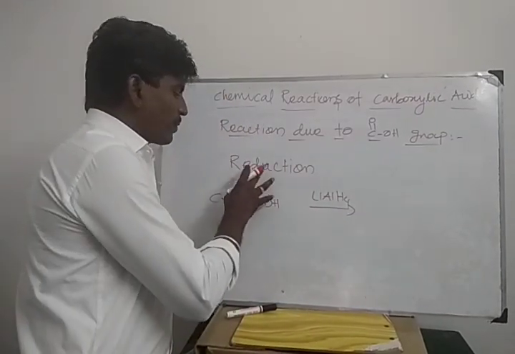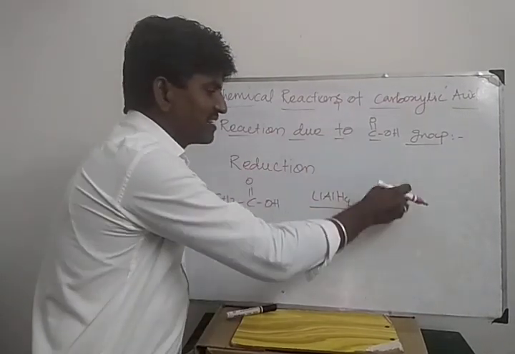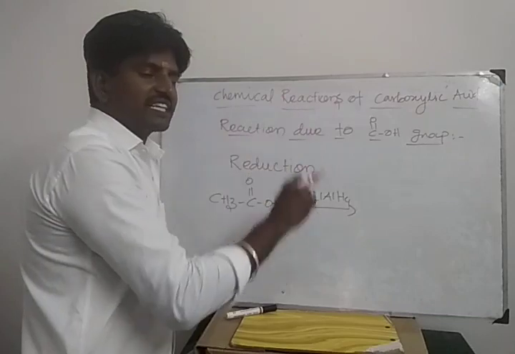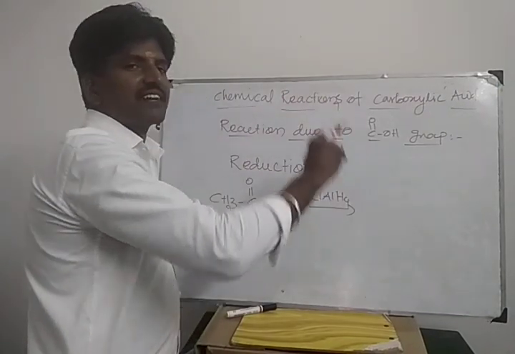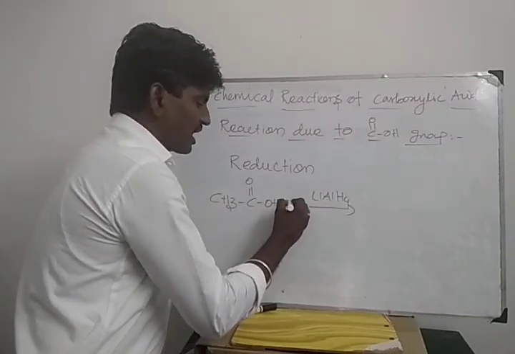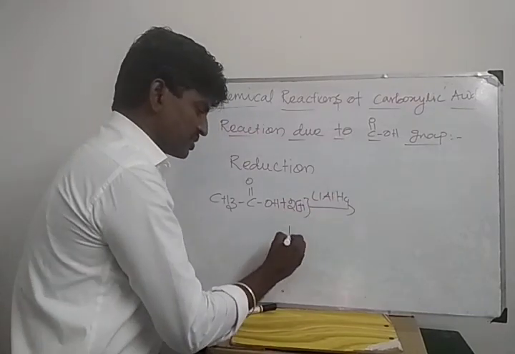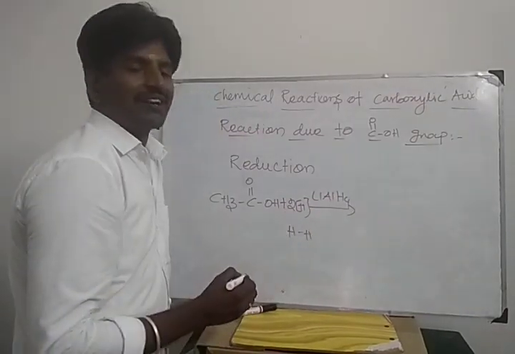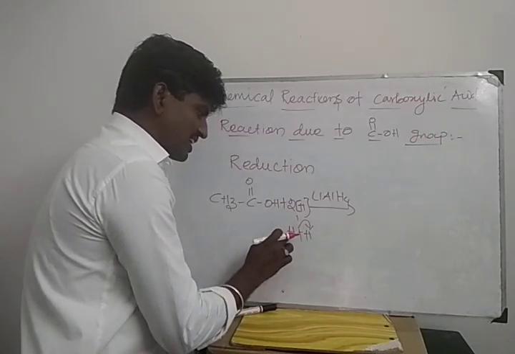In the first step, carboxylic acid is converted into aldehyde. Again it is involved in the reduction process, so that aldehyde is converted into primary alcohol. It is a reducing agent, so it gives hydrogen to the reactant. Reducing agent gives hydrogen, H-H. So one hydrogen takes one pair of electrons, H minus, H plus.